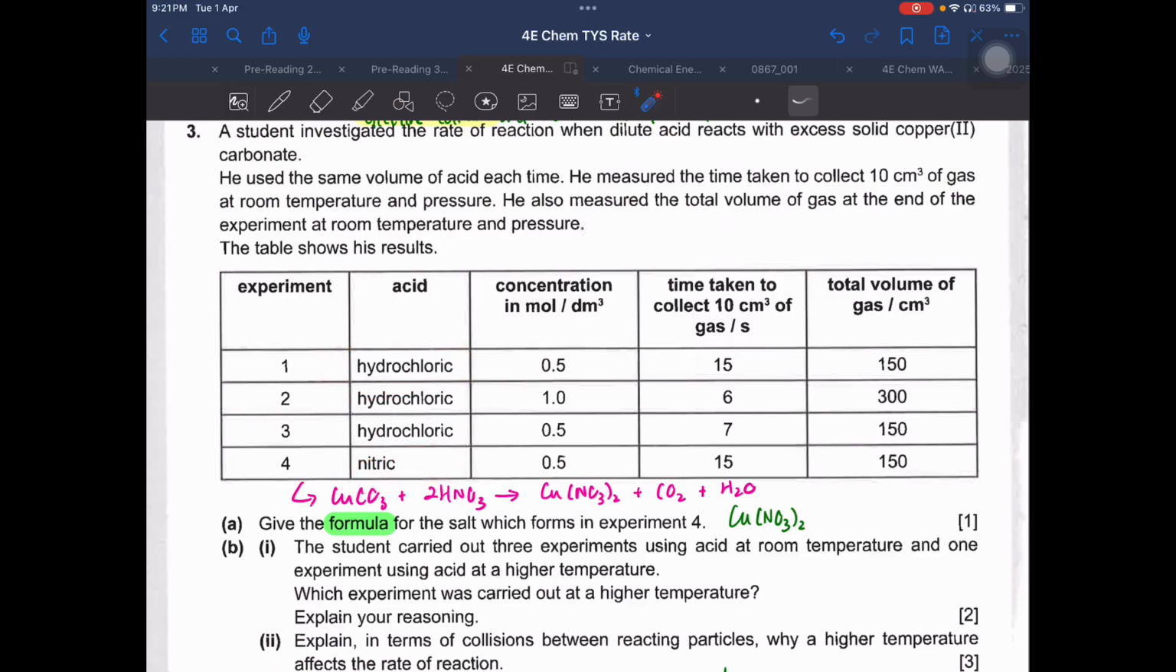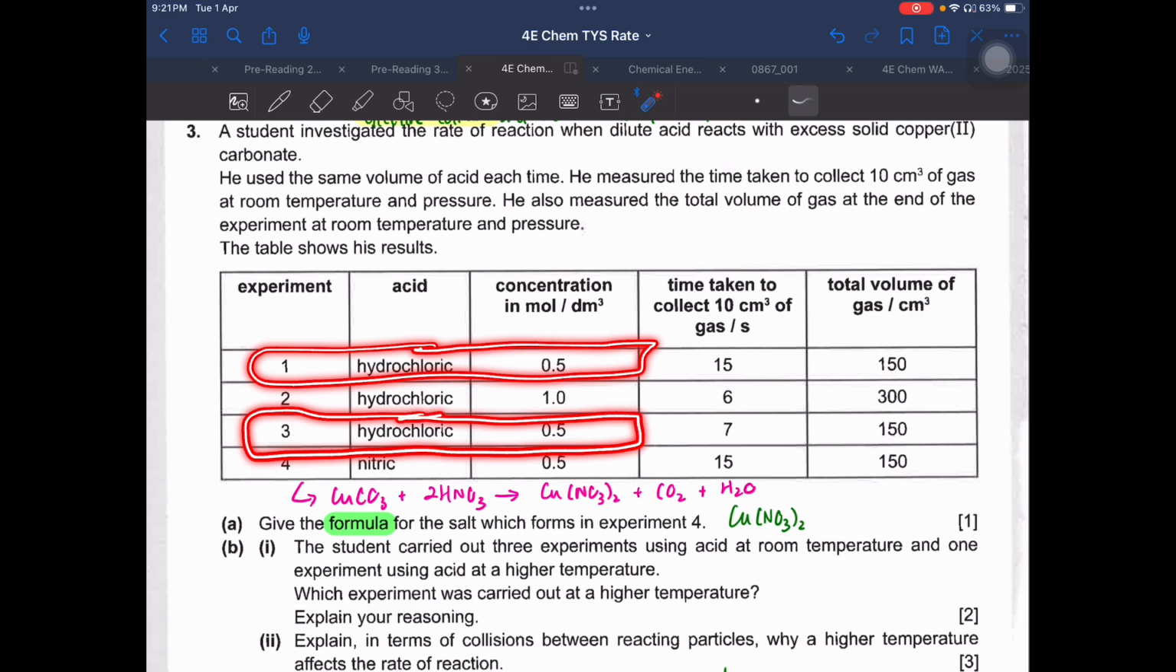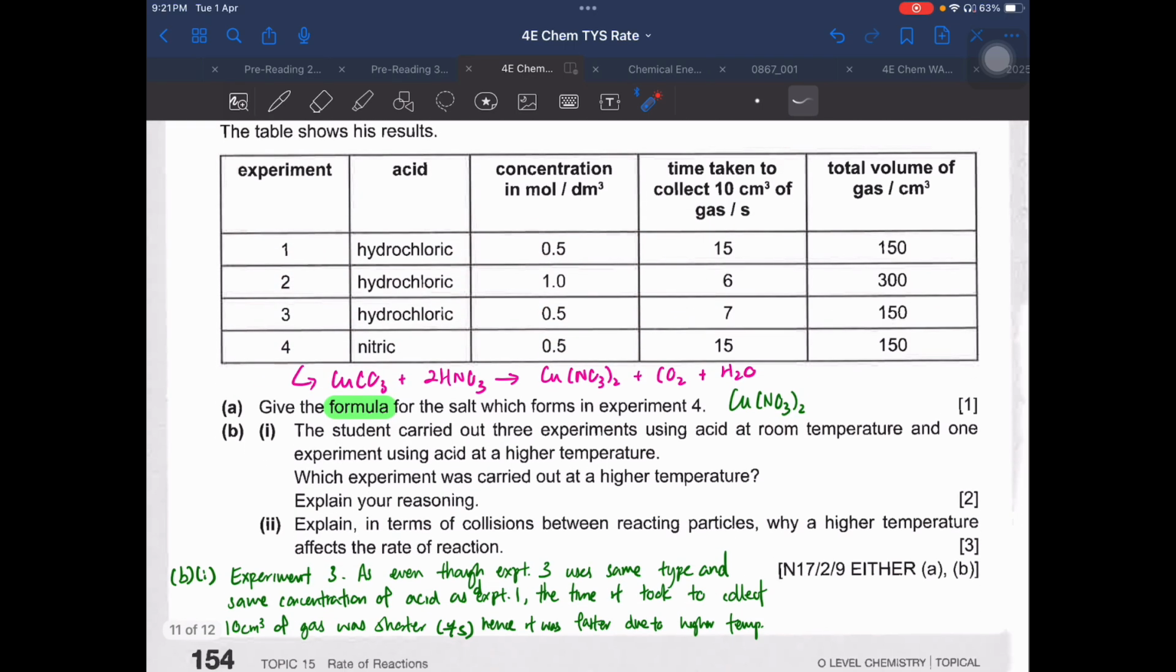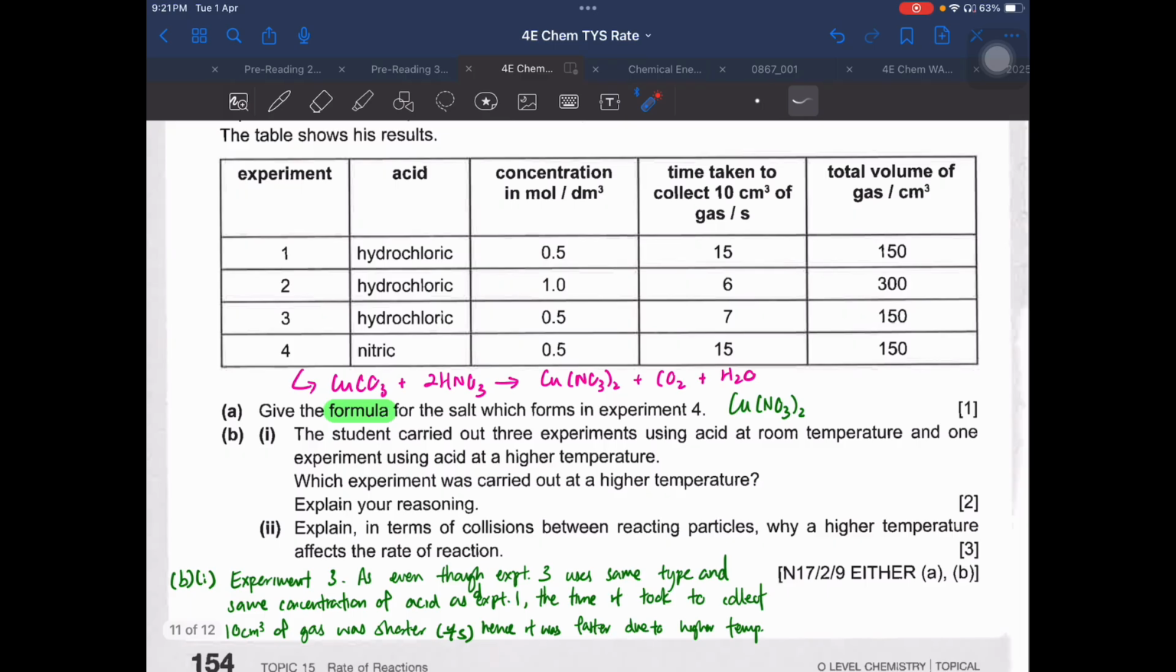So actually what we need to compare is experiment 1, which is hydrochloric acid at 0.5 mol per dm cube, with experiment 3, which is also hydrochloric acid, also with 0.5 mol per dm cube. And we'll notice that the time taken is actually different. So the time taken for experiment 3 is shorter as compared to experiment 1. And this would mean that experiment 3 is likely to have taken place at a higher temperature.